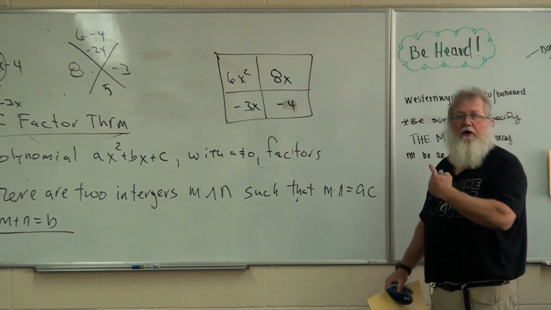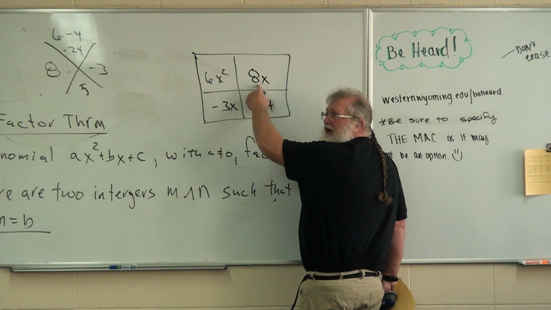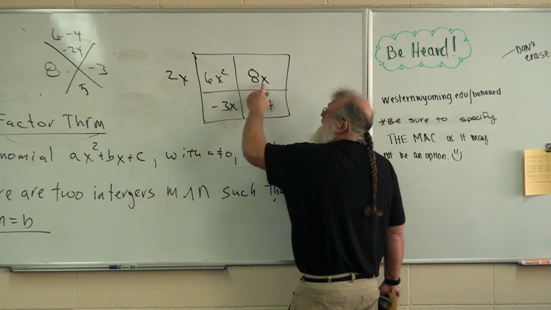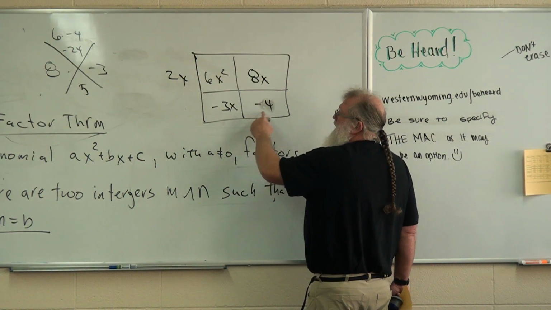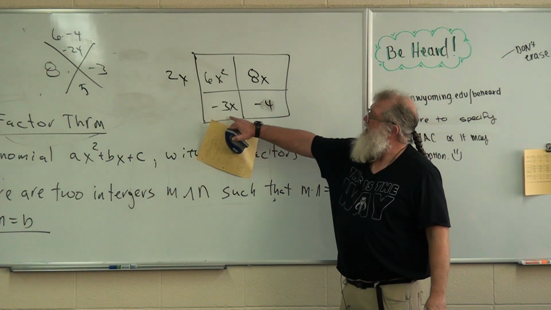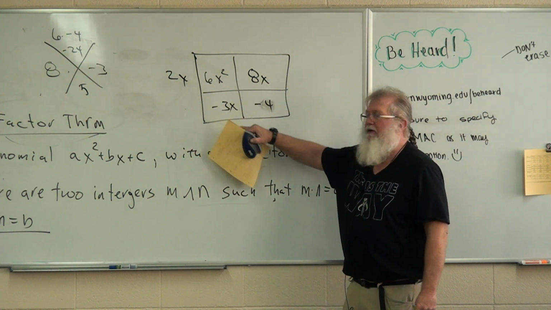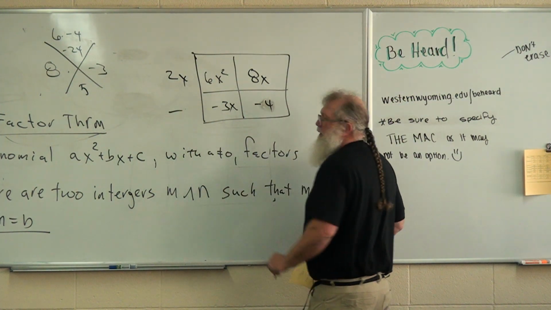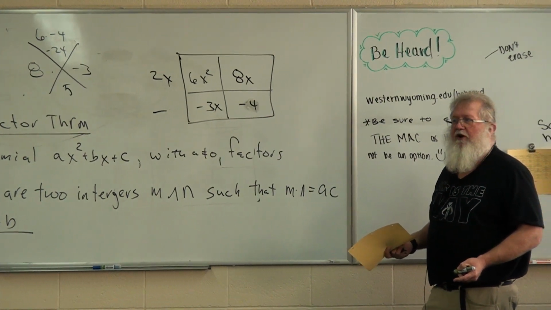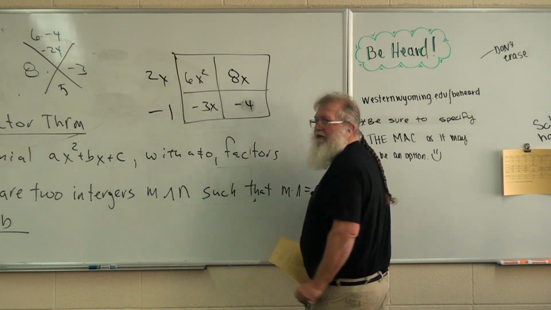Now we just use each row and each column. 6x squared and 8x. Well, 6 and 8, what do they have in common? A factor of 2. And we also have x. Minus 3x and minus 4. Well, first off, there are a few little rules. If you hit a negative in this spot or this spot, you must factor out a negative. Now 3 and 4, doesn't look like there's anything common between 3 and 4, but what number goes into all numbers? 1. So we're going to factor out a 1 there.